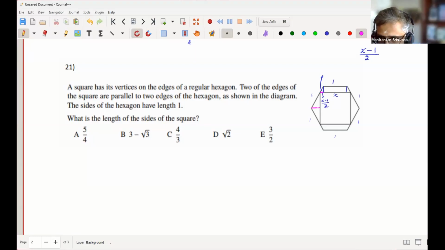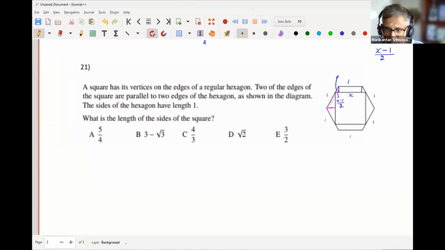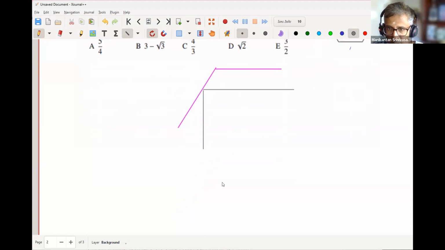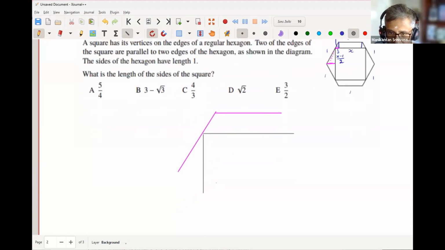Now, this is a 30, 60, 90 triangle. This is a 30, 60, 90 triangle. The diagram is too small, guys. Let me just draw a bigger one. At least I'll draw the portion that I'm focusing on. And the square is starting from here. Okay, the square is completed here.